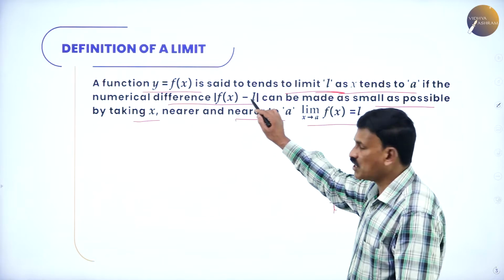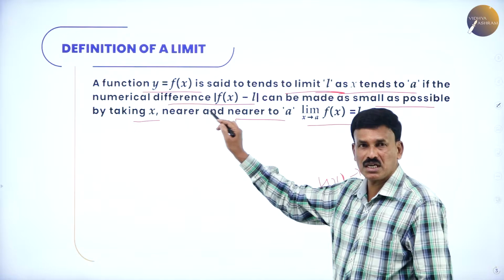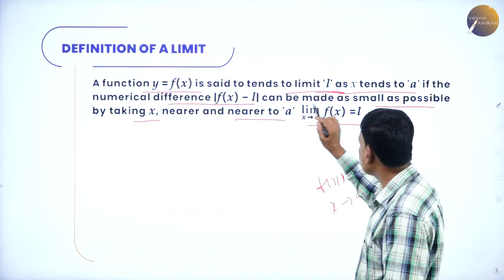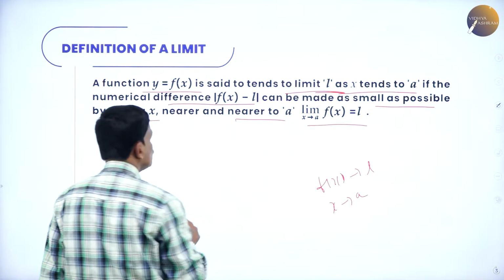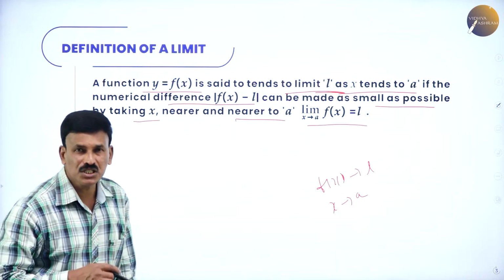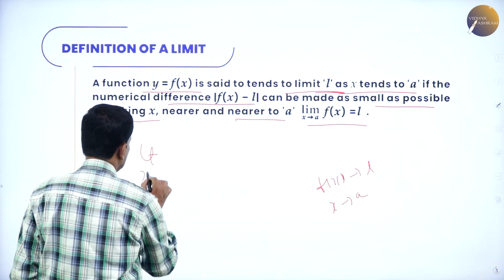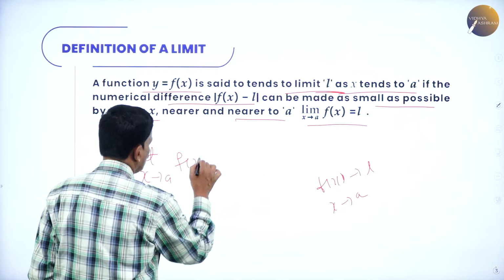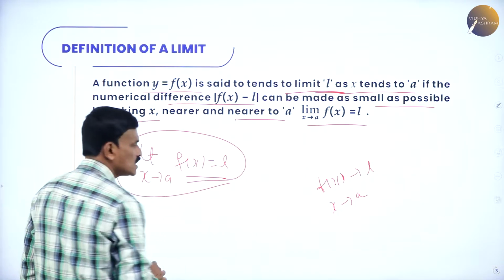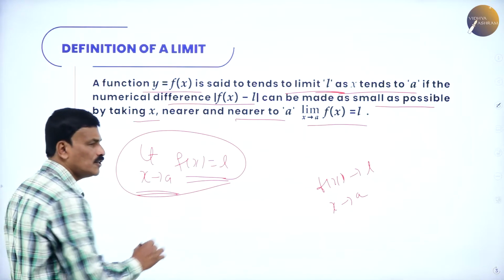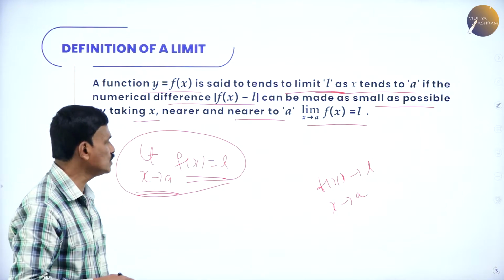That is, a function f of x is said to tend to a limit L as x tends to a if the numerical difference between f of x and L can be made as small as possible by taking the value of x which is nearly equal to a, and it is denoted as limit x tends to a of f of x is equal to L. So limit x tends to a of f of x is nearly equal to L. That means the value of f of x is nearly equal to L when x is nearly equal to a.